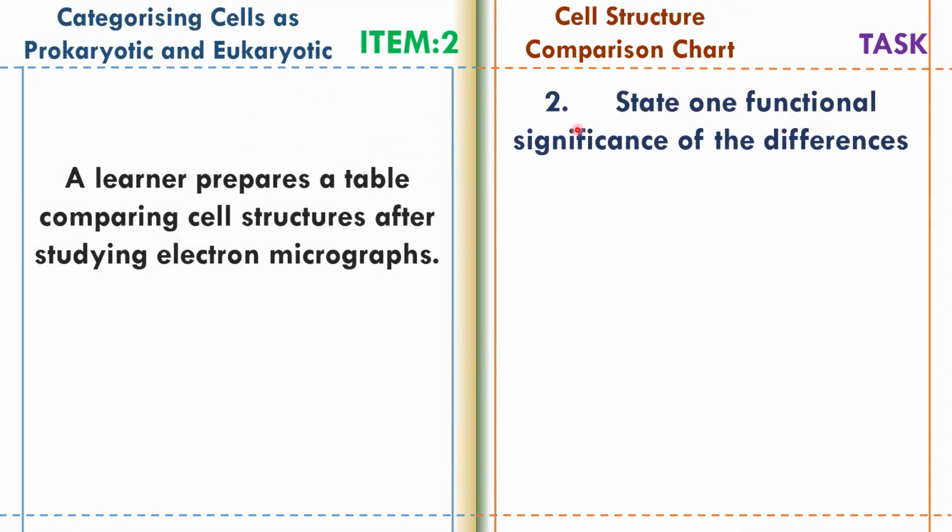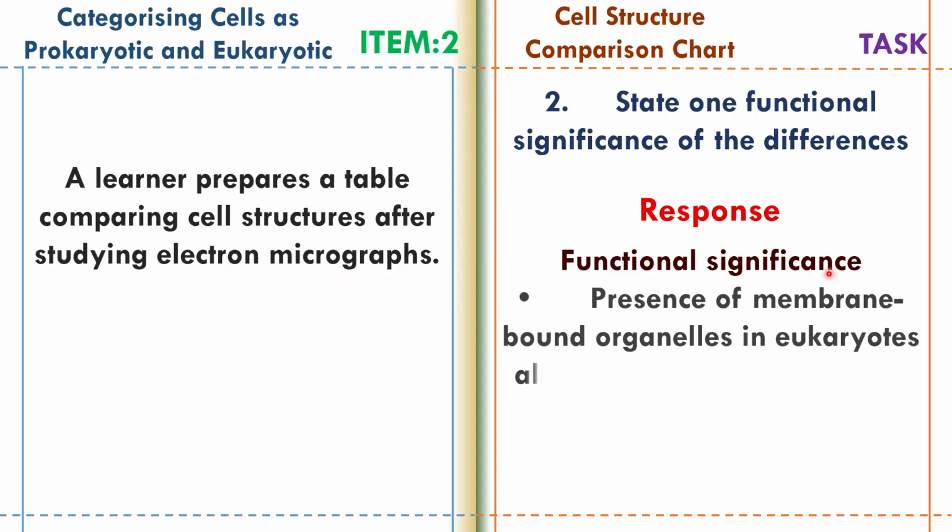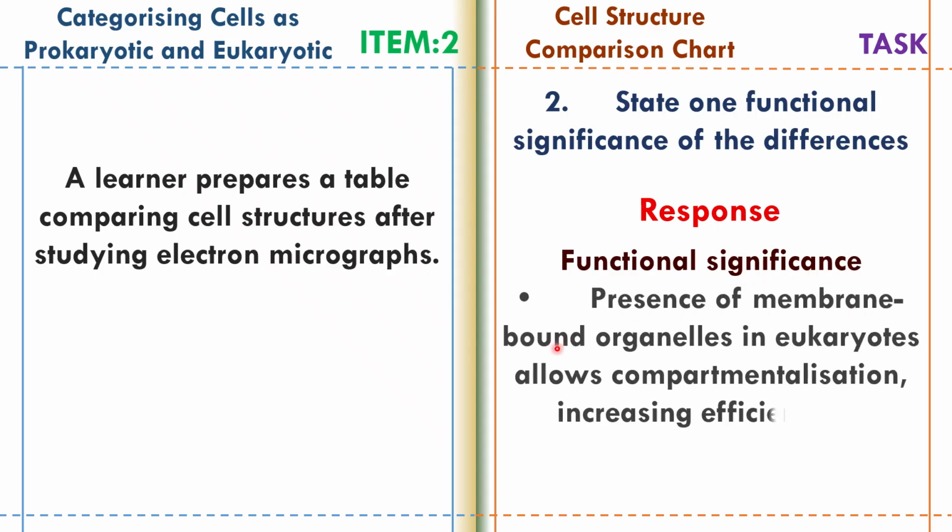State one functional significance of the differences. Functional significance: presence of membrane-bound organelles in eukaryotes allows compartmentalization, increasing efficiency of metabolic processes.